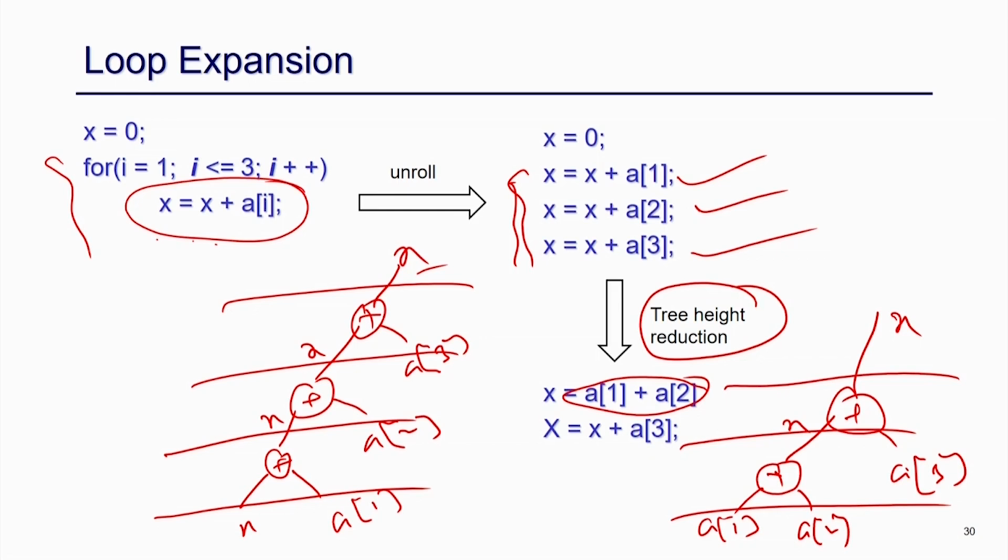Another advantage is that, with the loop, you have to maintain all these conditions and control signals, because you have to check whether I is less than 3 or not. Here you do not have to maintain that. So, the complexity of the controller also gets reduced if you just do loop expansion.